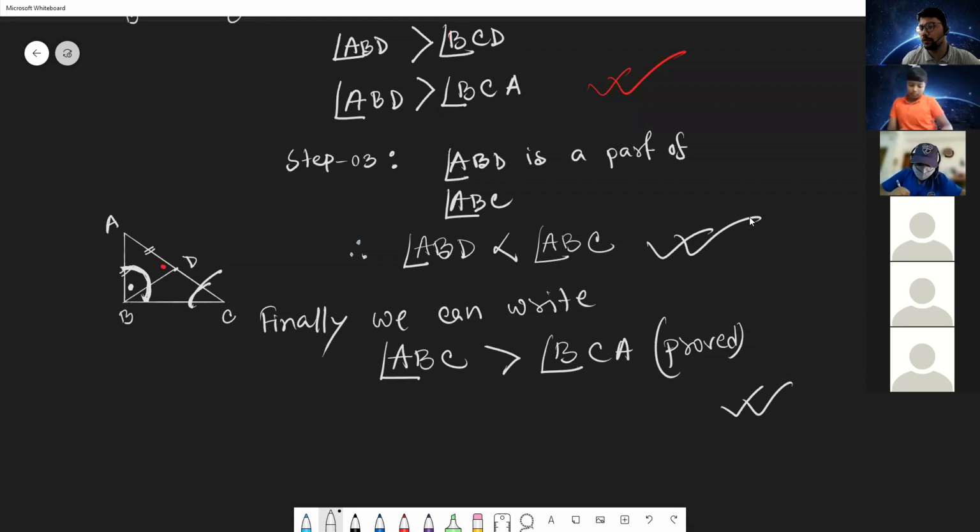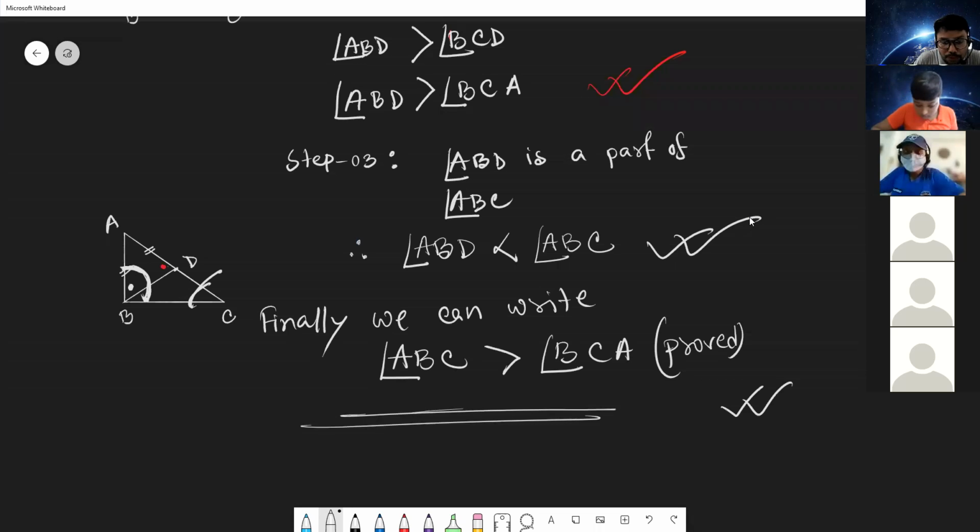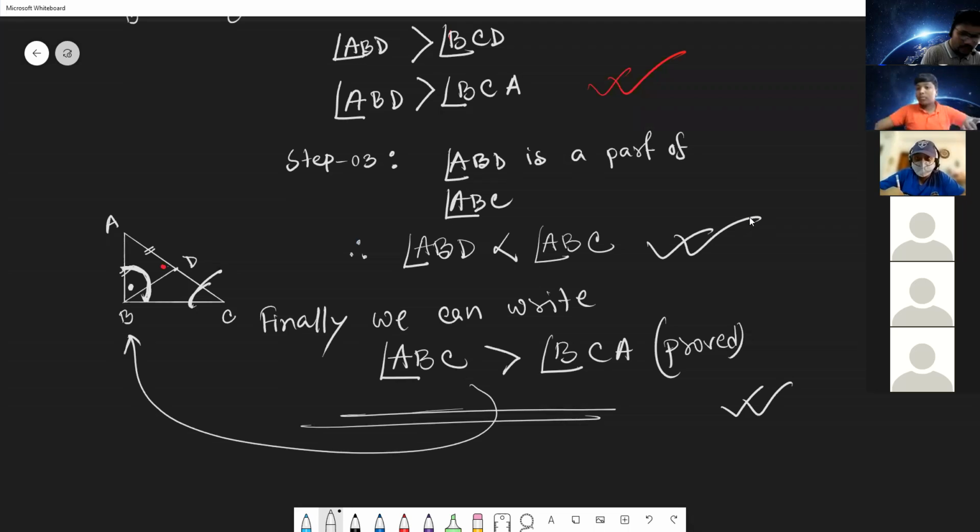And oppositely we can prove this one. Here we have proved that if a side is greater, then the angle will be greater. The exact opposite can be proved: if the angle is greater, then the side will be greater. That is theorem number 3. Theorem number 2 says that the side is greater, so the opposite angle of the greater side will be greater. And theorem number 3 is just the opposite: when the angle is greater, the opposite side of the greater angle must be greater.